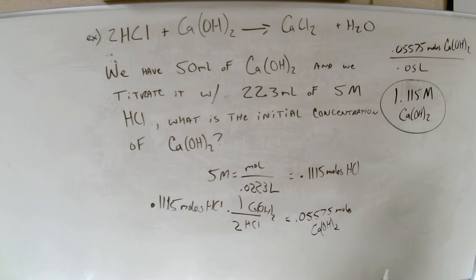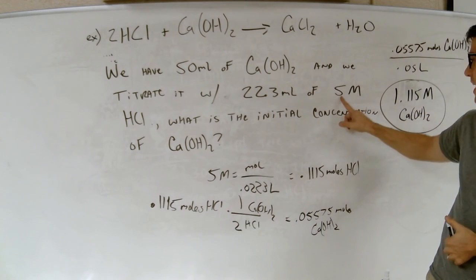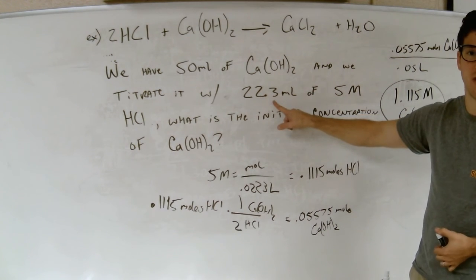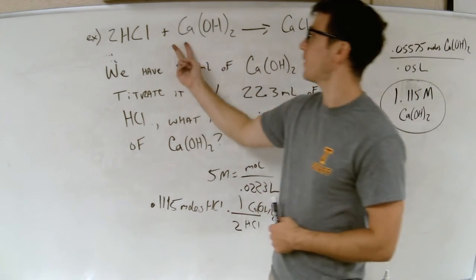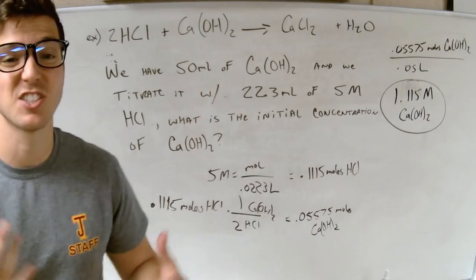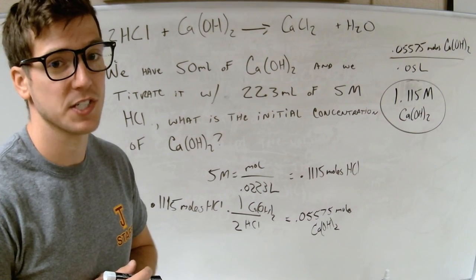Okay, so we had 50 milliliters of CaOH2. It was a low concentration. And look how much acid we needed to neutralize it. We had a high concentration of acid, and we had to use a large volume of it just to neutralize 50 milliliters of 1.115 molarity CaOH2, okay, which matches with our equation up here, okay? So that's a situation in which you will deal with a non-monoprotic titration, okay?